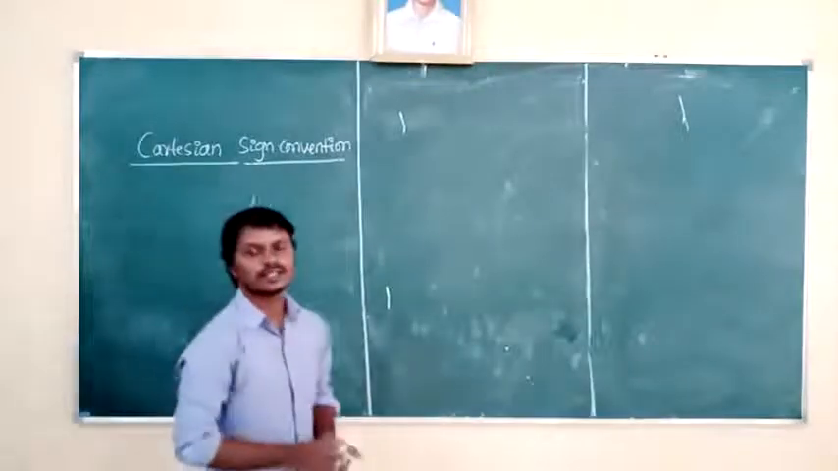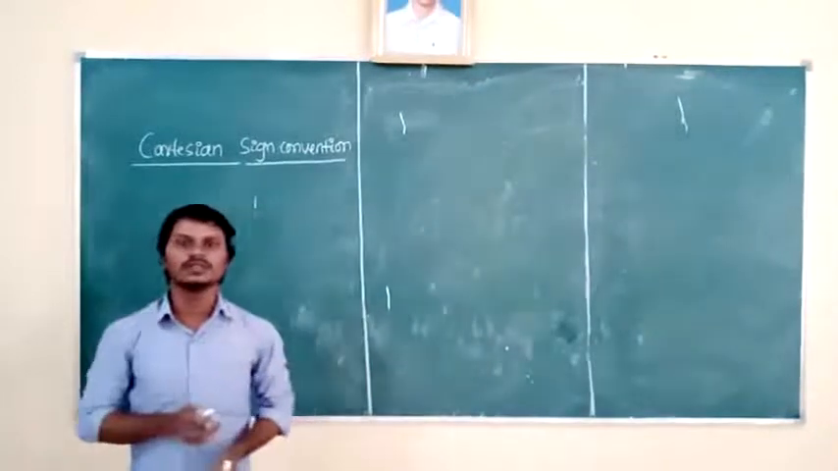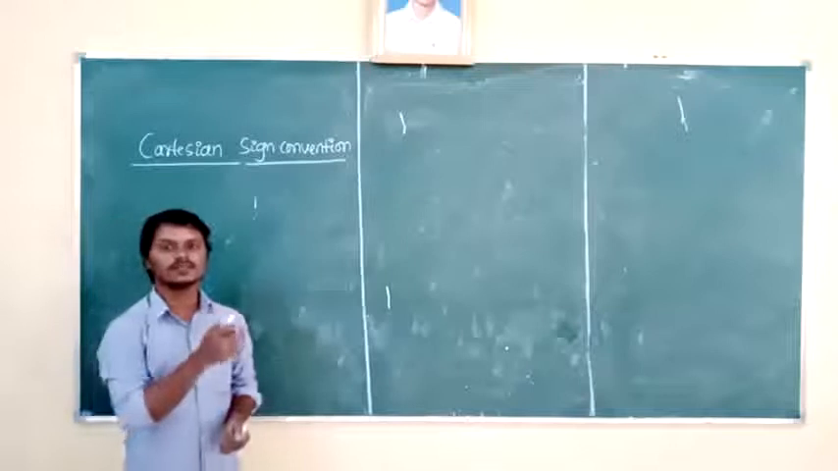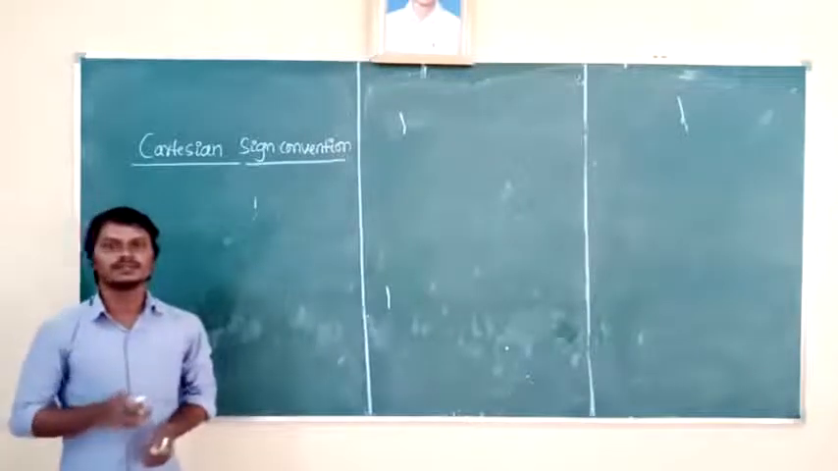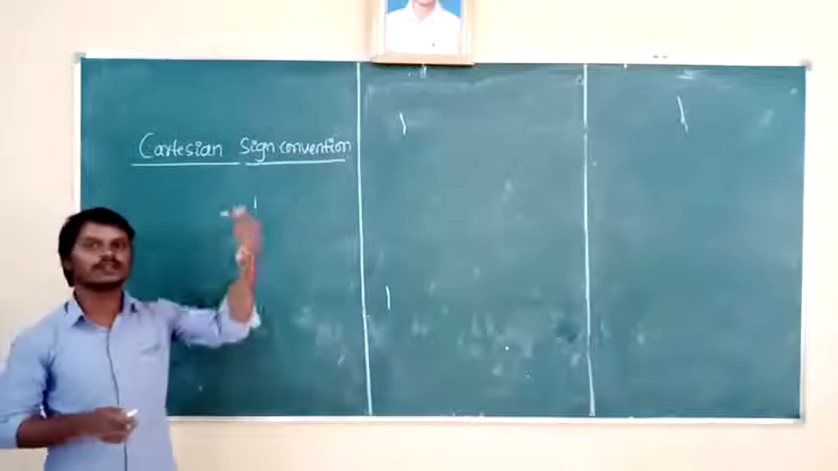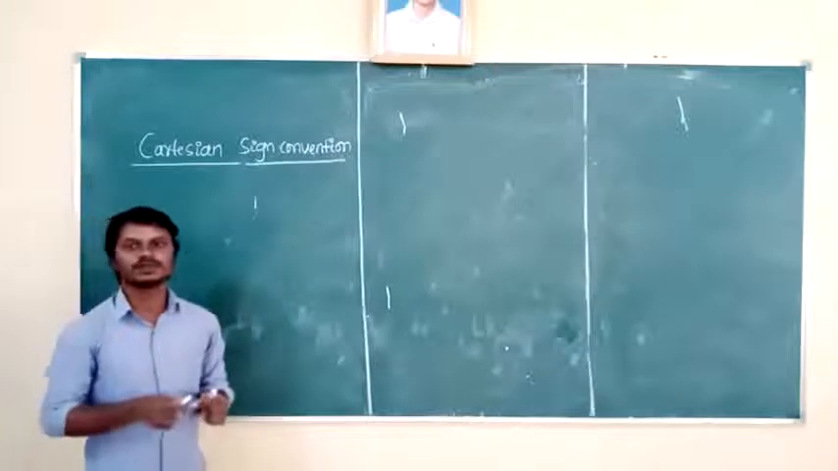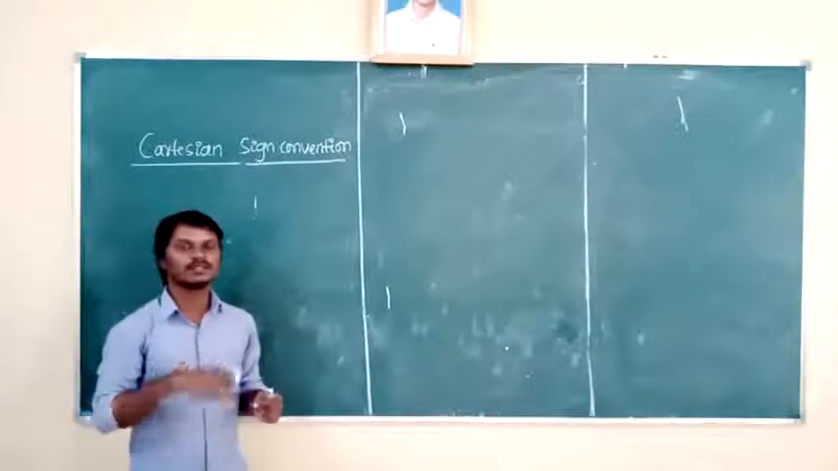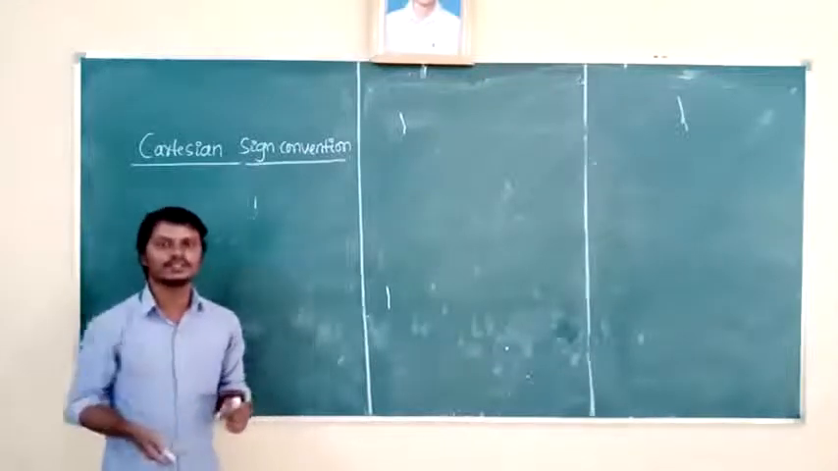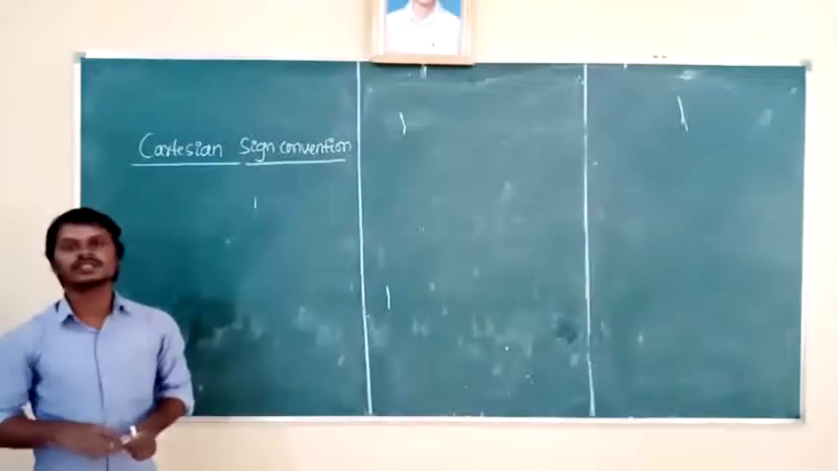What is the use of the Cartesian sign convention here? It is used to find the distance of the object from the pole, the distance of the image from the pole, and also the height of the object, whether it is upward or downward. If the object is upward, we take it as positive. If the image or object is downward, we take it as negative. Let us discuss those sign conventions.